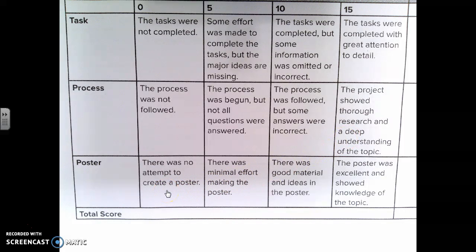Your poster, there was no attempt to create a poster. There was a minimal effort making the poster. There was good material and ideas in the poster. The poster was excellent and showed knowledge of the topic.